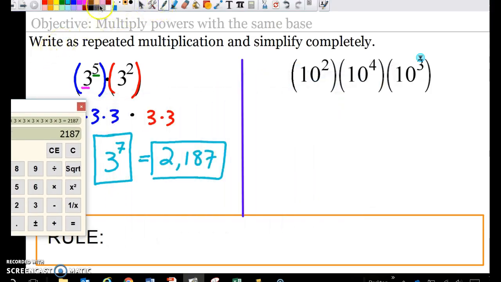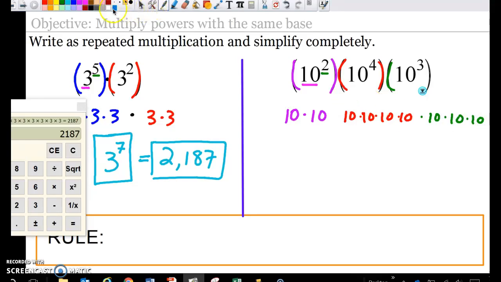Let's go over to the other example. I have 3 different powers here. 10 squared, 10 times 10, that's what I'm multiplying, is 10. And the exponent is how many times I'm multiplying. Okay, let's go to the next box here. 10 to the 4th power, 10 times 10 times 10 times 10. 4 tens. And finally, the last one is 10 to the 3rd power. There are lots of 10s here, right?